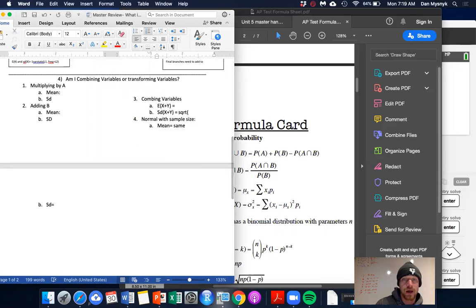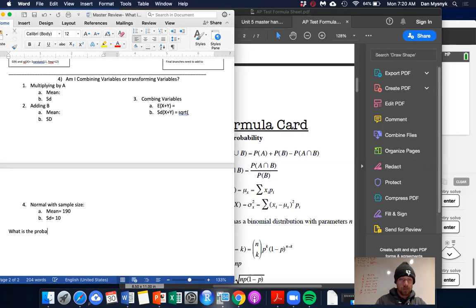If you have a normal distribution with a sample size, there's a problem that we talk about getting into a boat. A boat can only hold so many people or so much weight. It says in that problem that the average person weighs 180 pounds. Actually, I think it says 190 pounds. It says the standard deviation of any one person is 10 pounds. Then it says, what's the probability that 4 people exceed 800 pounds?